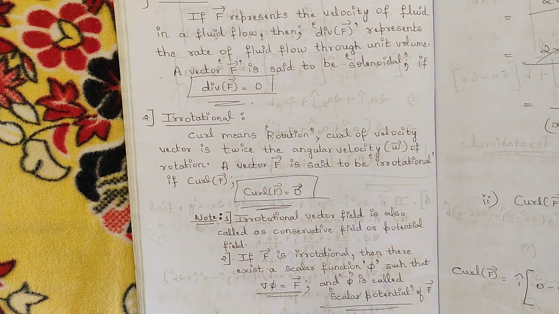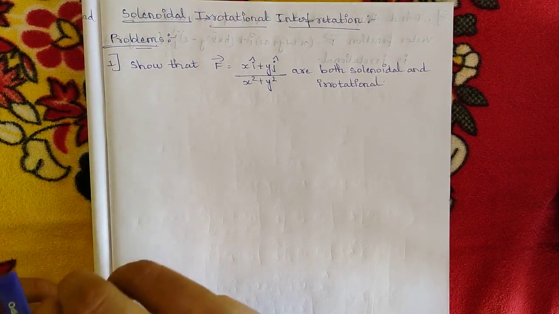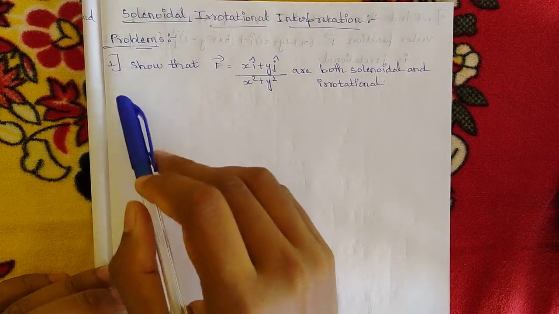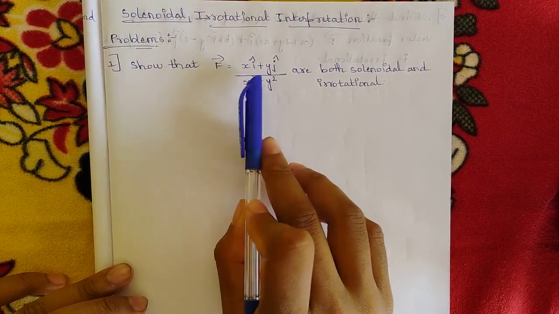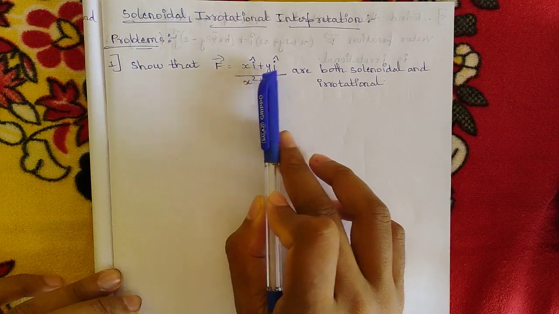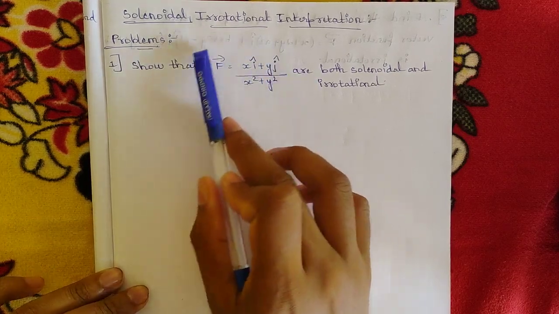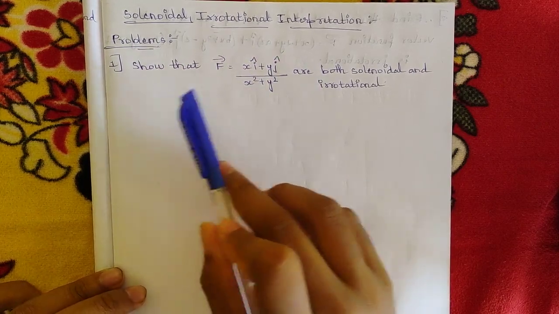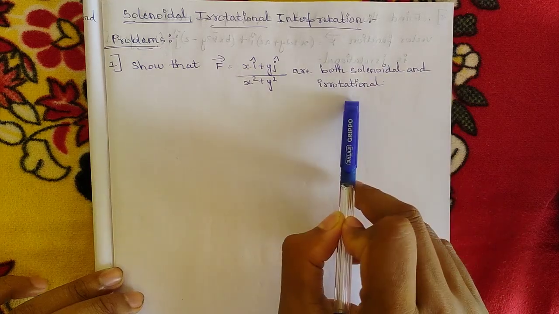Now let us solve one problem which is an important one. This is the first question. They have given one f vector here, that is f vector equals x i cap plus y j cap, the whole divided by x square plus y square. We should show that this f vector is both solenoidal as well as irrotational.